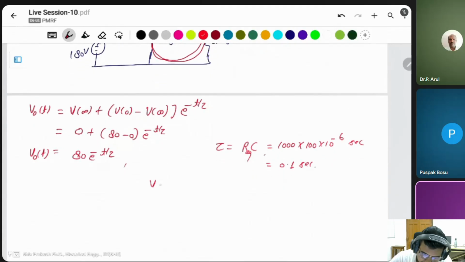What is the V(t)? 80 times e to the power of minus t by 0.1. This will be 80 e to the power of minus 10t.